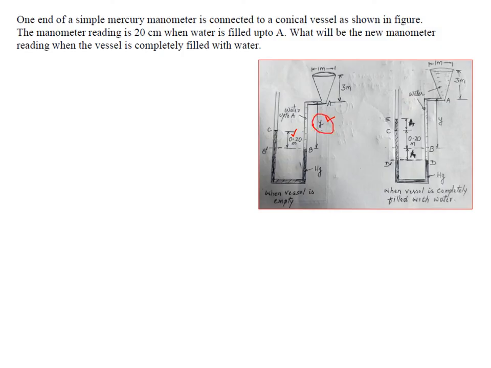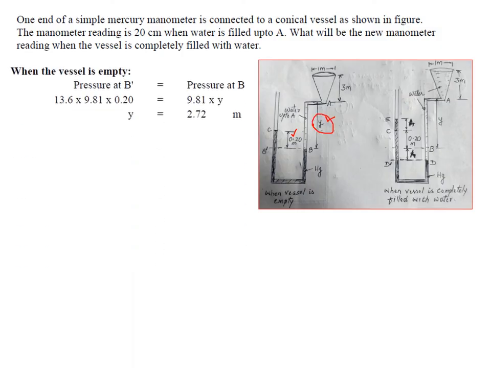So let y be the height of the water column, which is not given, so we are required to find it out. When the vessel is empty, the pressure at B dash is equal to the pressure at B. This is also exposed to atmosphere, and here also exposed to atmosphere, so it will be 0 plus 13.6 into 9.81 into 0.2. And here it is water, so it is 9.81 into y. That gives the answer for y, which is 2.72.